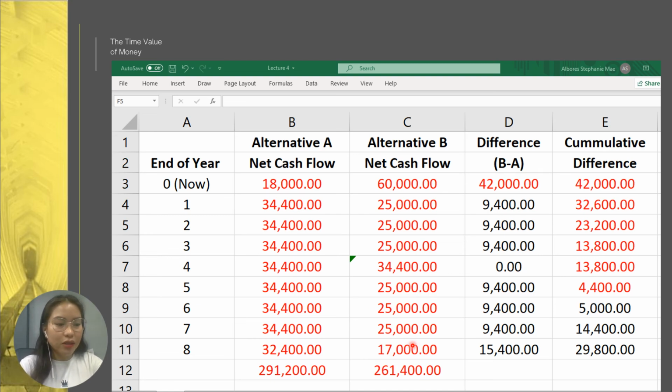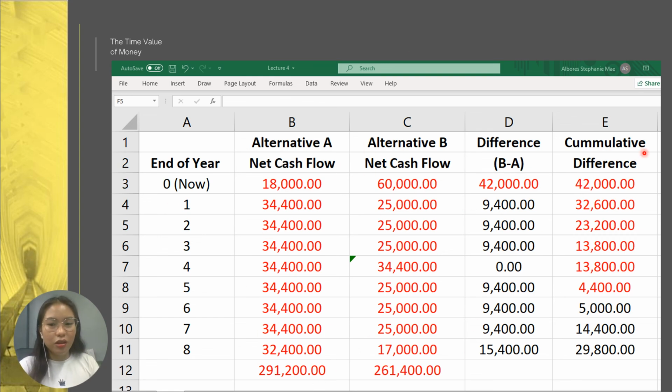Now, in the last part, the 17,000: you have 25,000, then you subtract 8,000 because your 8,000 is your estimated market value in year 8. Okay, so that is alternative A. We have explored how to compute and derive the net cash flow by period.